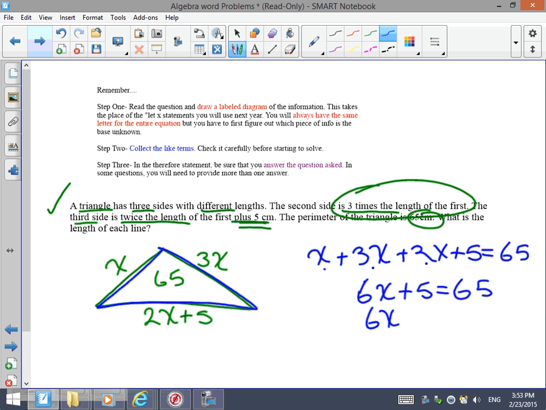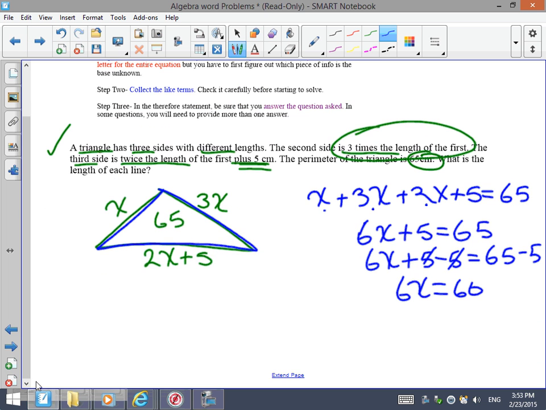We have to get rid of the addition first. We do that by doing the opposite operation to both sides. They cross out. 6x is equal to 60. We're almost there, but we have to get rid of that 6. It's multiplying, so the only way to get rid of it is to divide. Remember that says 60. My pen's a little bit off. X is equal to 10.